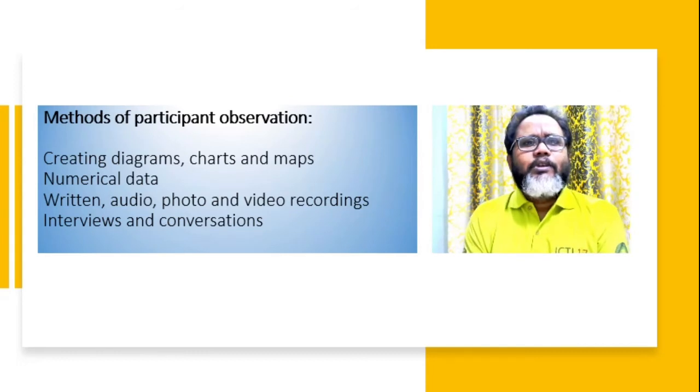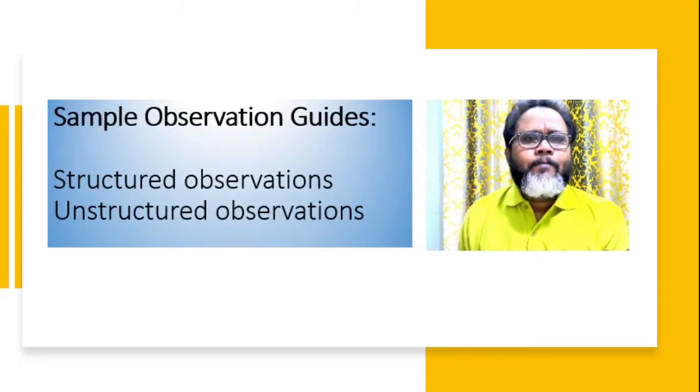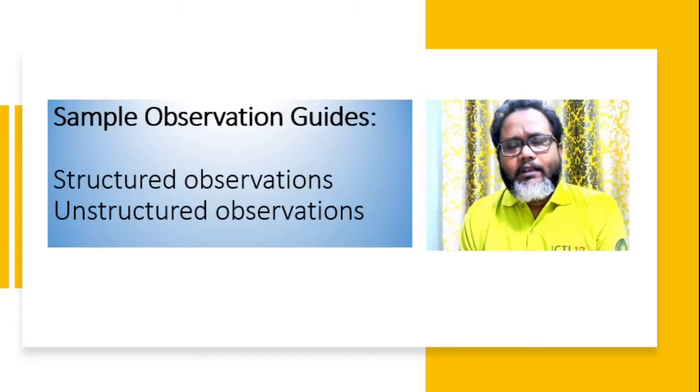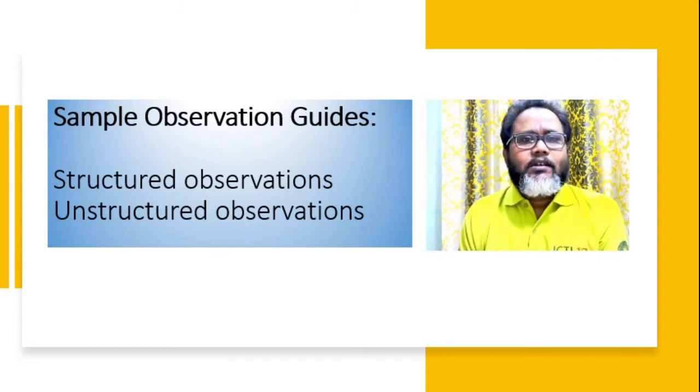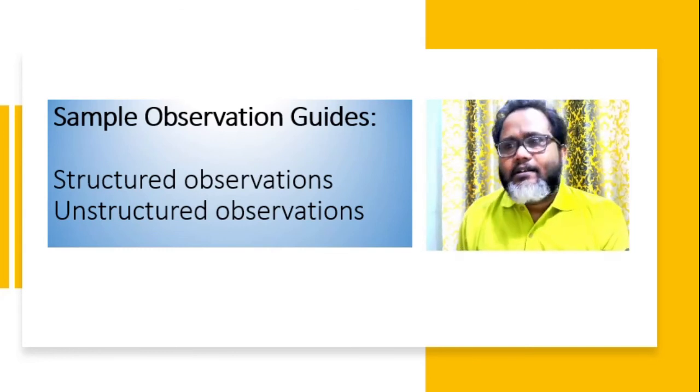Next, the methods. We can go for participant observation. How do we go about it? By creating diagrams, charts, maps, numerical data, written, audio, photo and video recordings, like what I am doing right now, and interviews and conversations. There is structured observation and unstructured observation. In the structured one, you already know your sample and what will come after what. In the unstructured one, you start recording their behaviors as they happen.